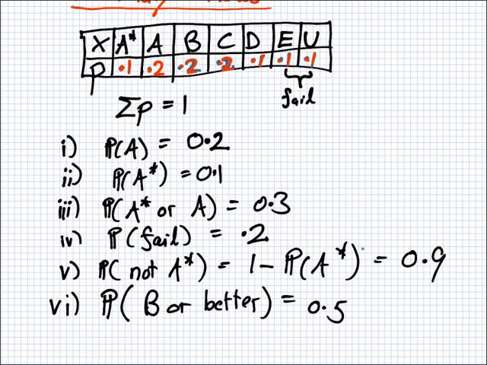Continue. Amjad, put the phone away. B or better doesn't include B. What do you think? Yes or no? Yes. It includes B.